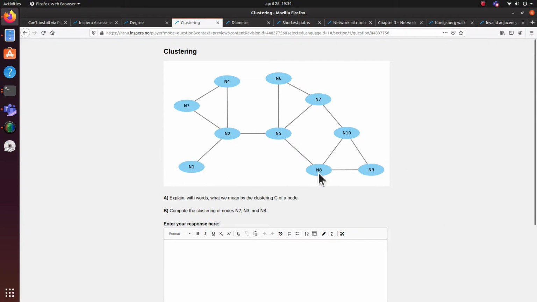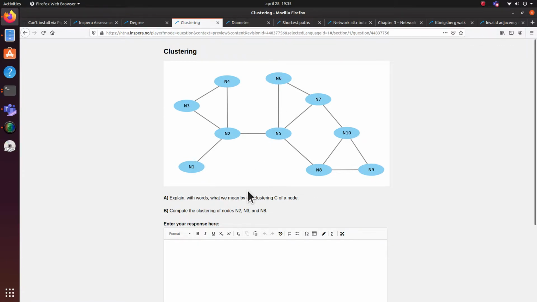The next question here is on the topic of clustering. Here we have the same network as before, just without the node labels or the edge labels, and we're asked to explain with words what the meaning of the clustering of a node is. And so clustering is essentially the interconnectedness of a node's neighborhood. What is the likelihood for your connections to independently be connected to each other?